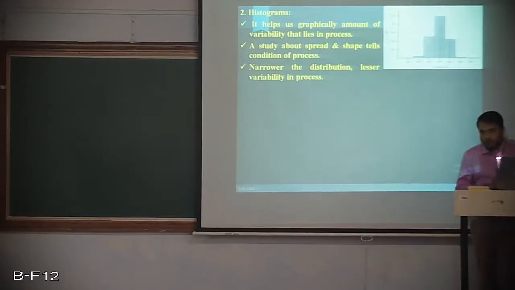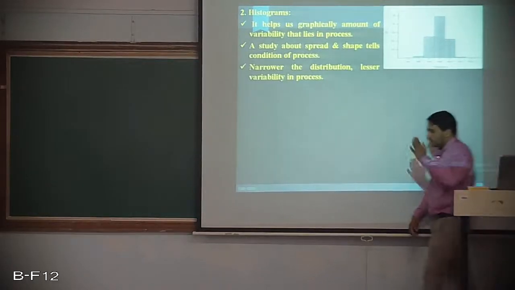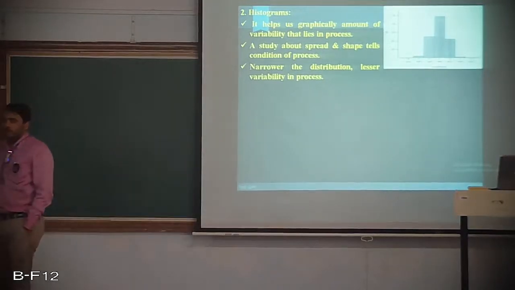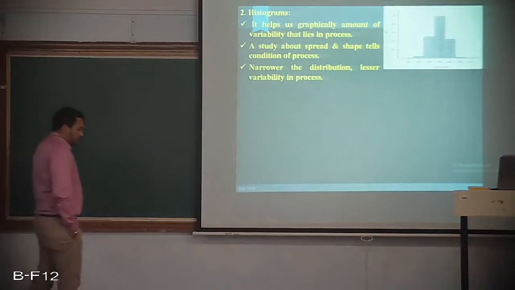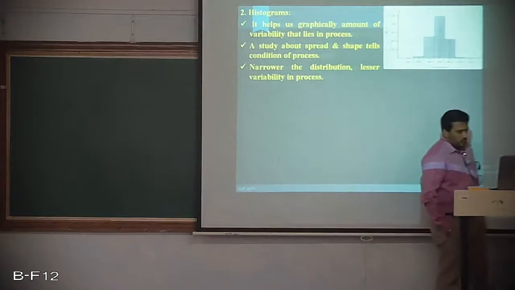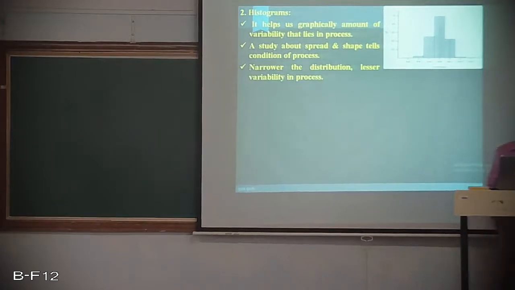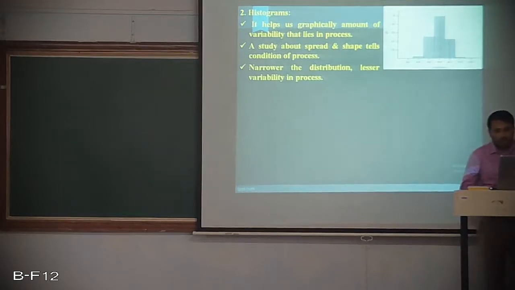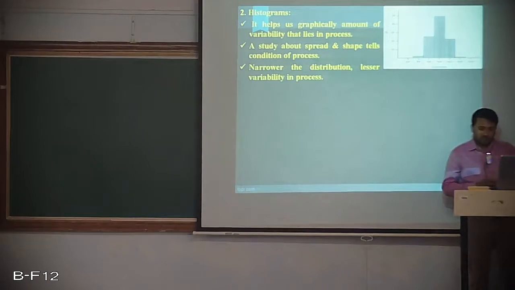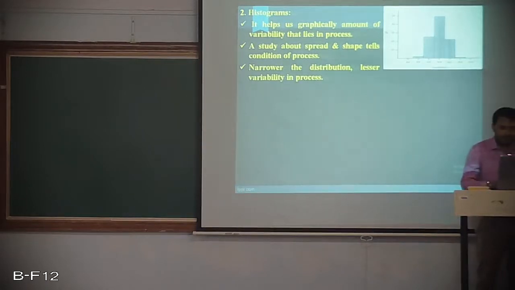So if you are studying any particular process, we always know that there is certain variation in the process, because the variation in the process is always there because of chance causes and assignable causes. Those variations are represented by this histogram or bar graph. The narrower the distribution, the lesser the variability in the process. If the distribution is wider, then it is obvious that there is more variation in the process.